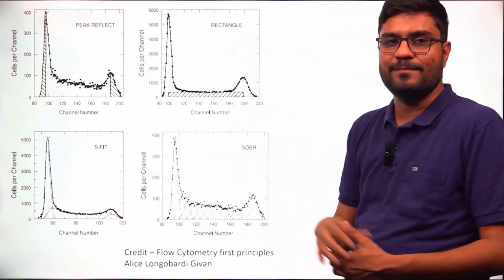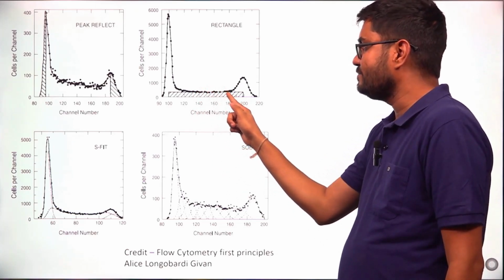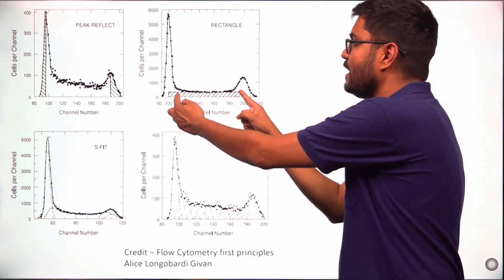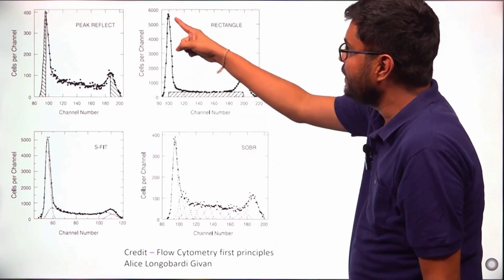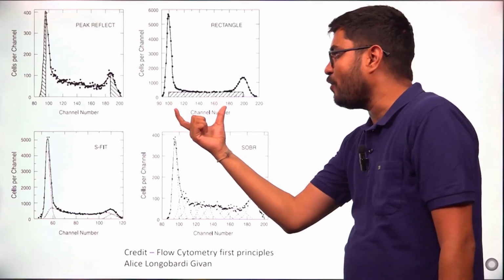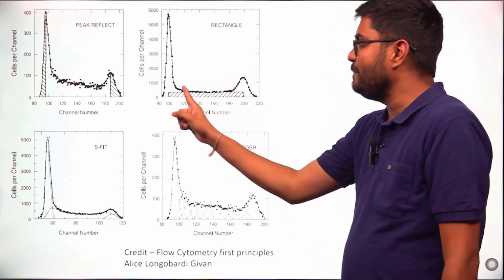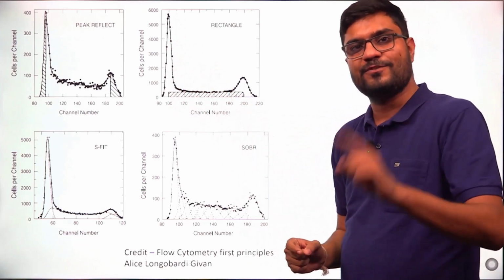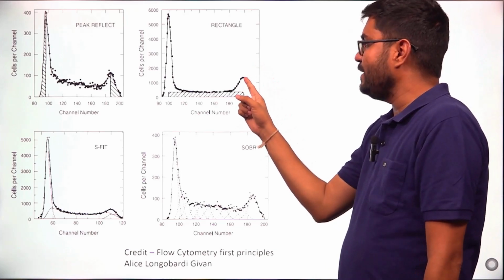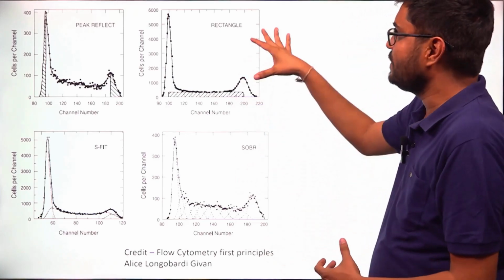The second is the rectangle method. In this, in the S phase, rectangles are designed, rectangles are created, and these rectangles are extrapolated till the peak of G1 and the peak of what? G2. So the area of all these rectangles is equal to the percentage of cells in S phase. The remaining on this side is equal to the percentage of cells in G1 phase, and the remaining area on the right side is equal to the percentage of cells in what? G2 and M phase. So this method is called the rectangle method.